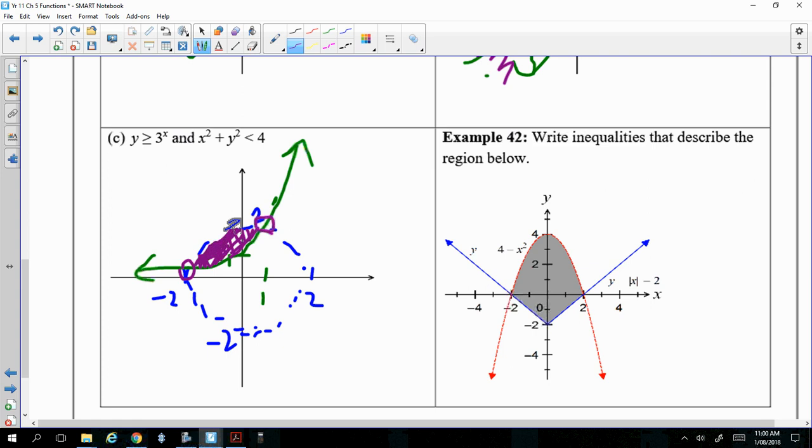Going through 1. This is 1, 3. X, Y. Okay, done. Okay, good. All done.